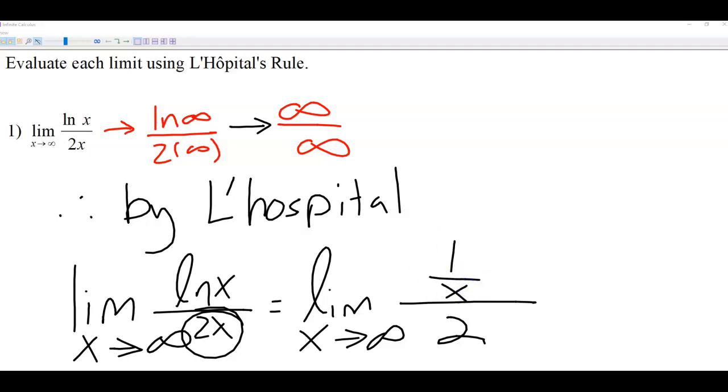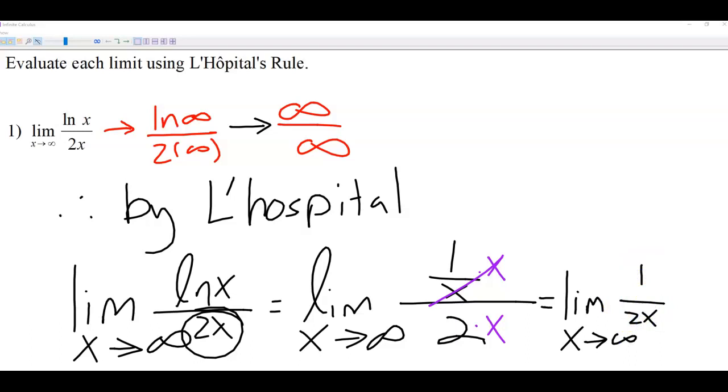As a general rule of thumb, it might be helpful for us to simplify this. It's not horribly necessary, I'd say. You can maybe try it without simplifying first, but it's not too hard. I'm just going to go ahead and multiply the top and bottom by x there. And so what I end up with is the limit as x approaches infinity of 1 over 2x.